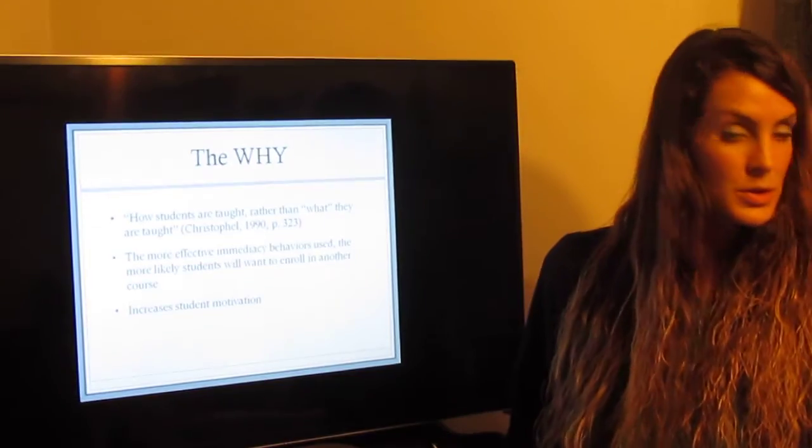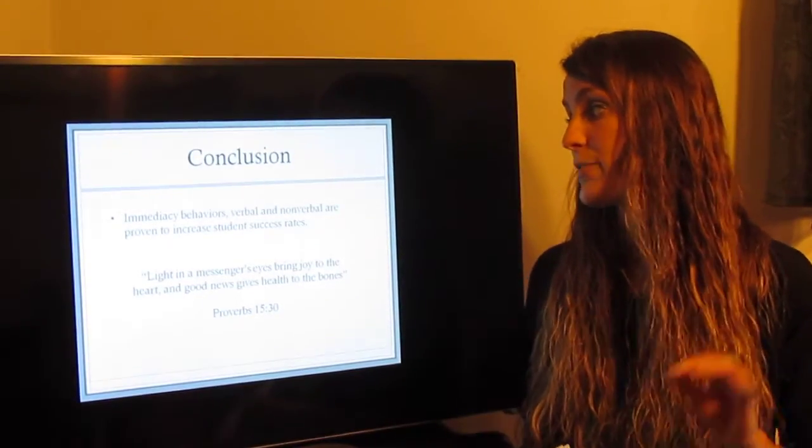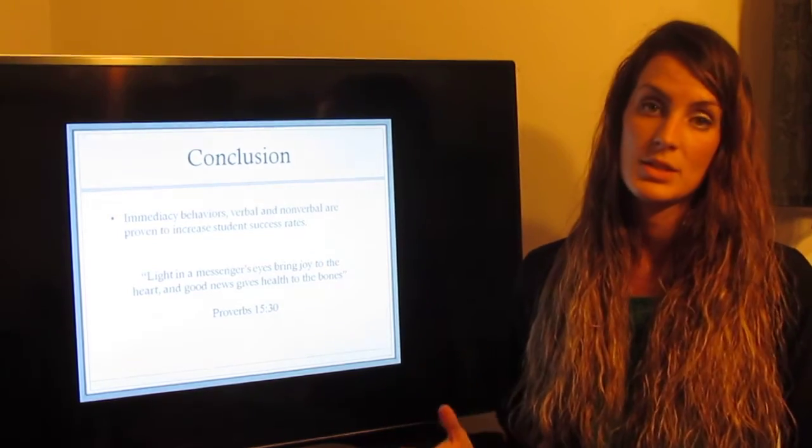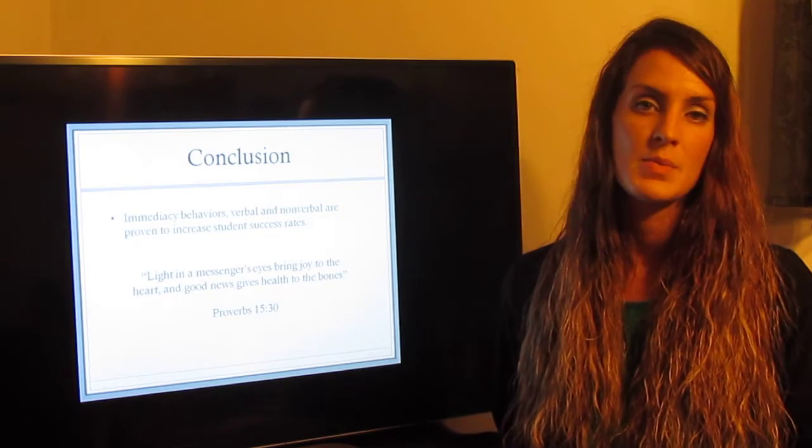And so in conclusion, immediacy behaviors, verbal and nonverbal, have been proven to increase the student success rate, which is why they are so important, which is why we should be using them in the classroom.